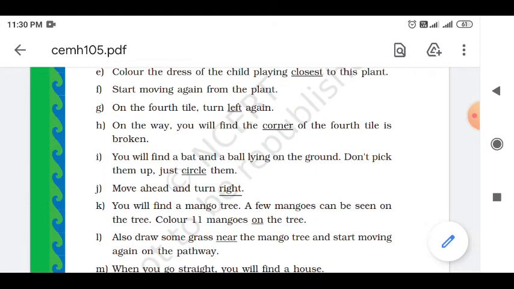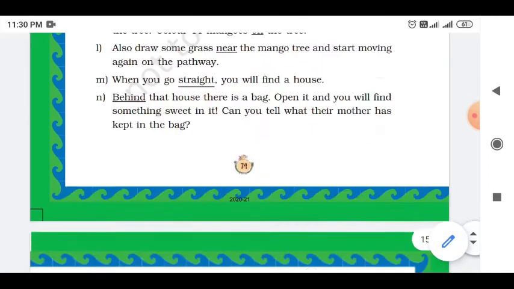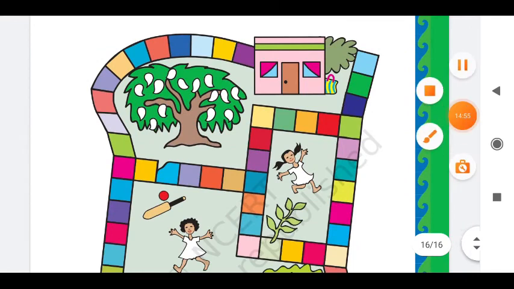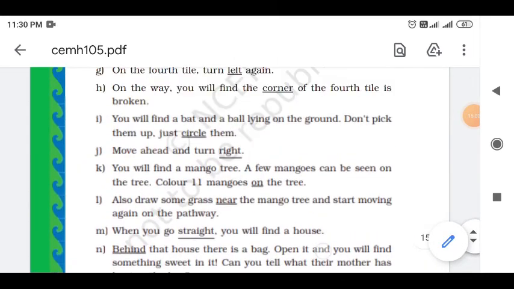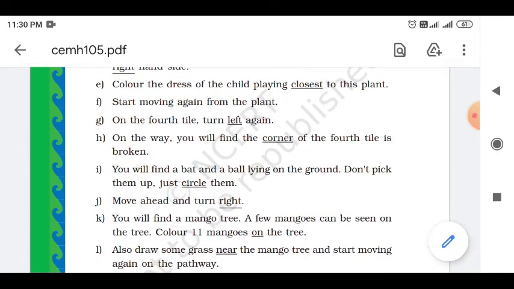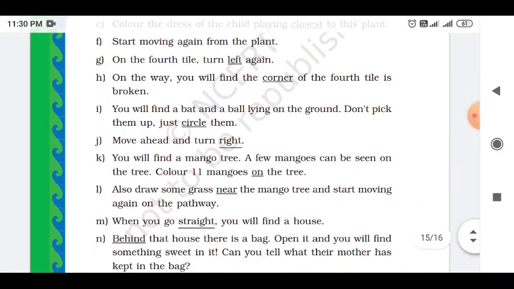You will find a bat and ball lying on the ground. Don't pick them up, just circle them. Here, after the broken fourth tile, they say there is a bat and ball. You have to put a circle. Then move ahead and turn right.